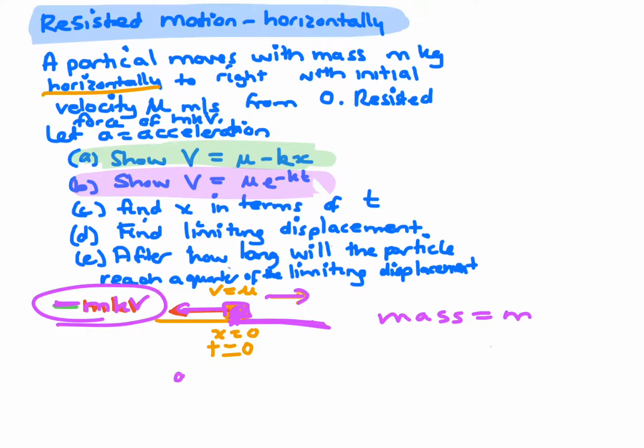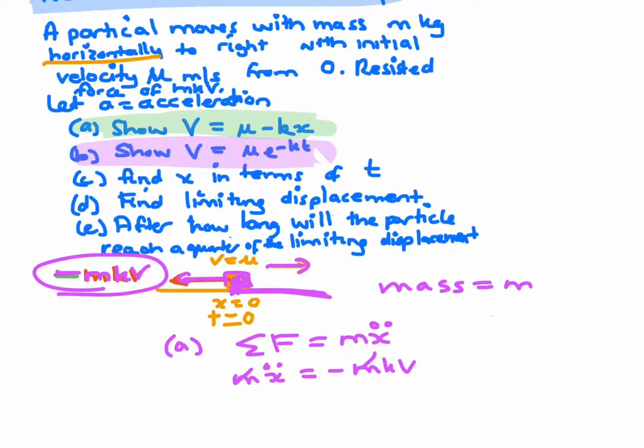Okay. So first of all, just to set up our equations of motion, the sum of the forces is mass times the acceleration. And the total force here is minus mkv. So the m actually cancels out and the acceleration is equal to minus kv.